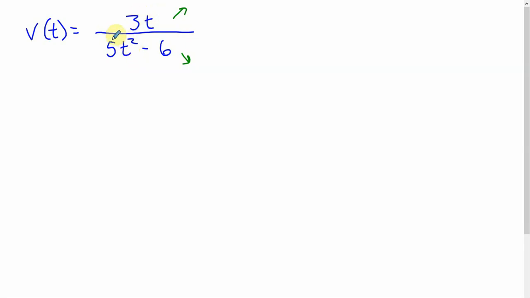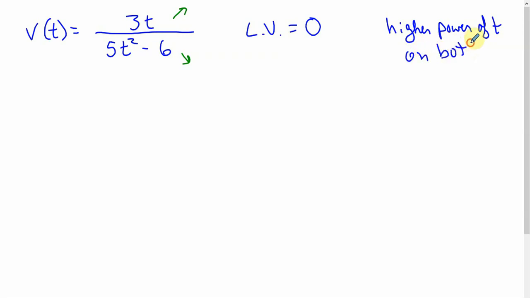Even though this is getting bigger, the bottom is getting bigger more, faster. So the bottom will eventually swamp out the top. And this fraction overall will go down, and it'll get closer and closer to 0. So the limit or the limiting value is 0. It's because we had a higher power of t on the bottom.